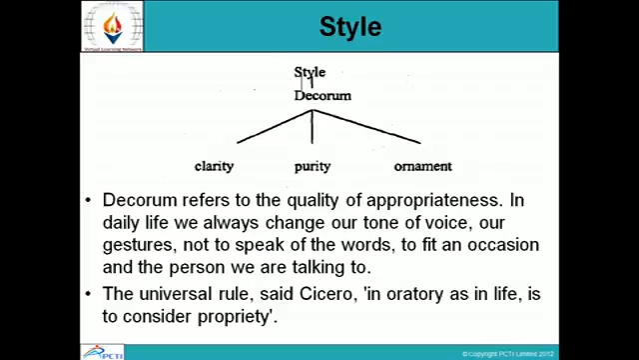Decorum means the quality of appropriateness. In daily life, we always change our tone of voice, our gestures, not to speak of the words to fit an occasion and the person we are talking to. So we do not make jokes at a solemn occasion or make a serious speech in our sitting room at home. As the universal rule, said Cicero, in oratory as in life, is to consider propriety.